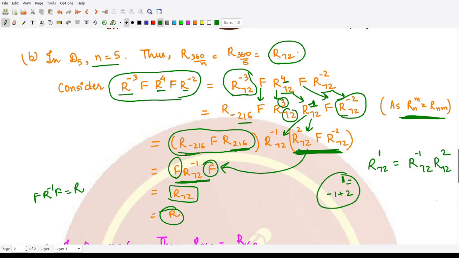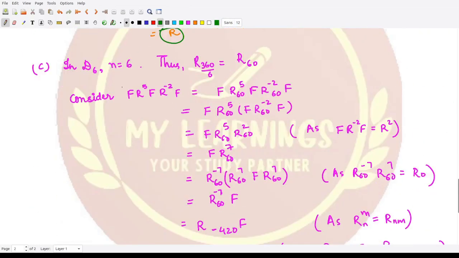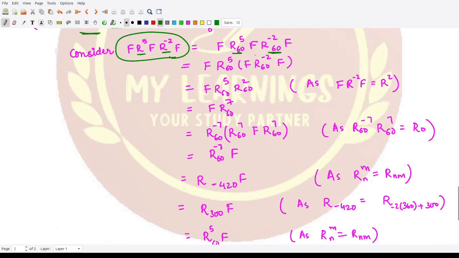For the third part, we are in D6, so our n is 6, so our smallest rotation becomes R60. So we wanted to simplify this expression. So instead of R, we can write R60, right? So what we can do, first of all, is simplify this expression. You can see F, you can see R, you can see F. So using this expression here, you have R minus 2 would become R square, correct? So you see, now we can add up the powers because the bases are the same. So we have this quantity.